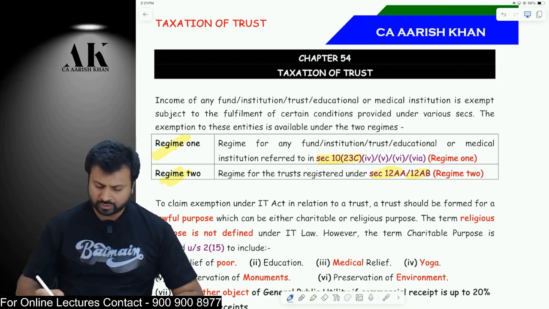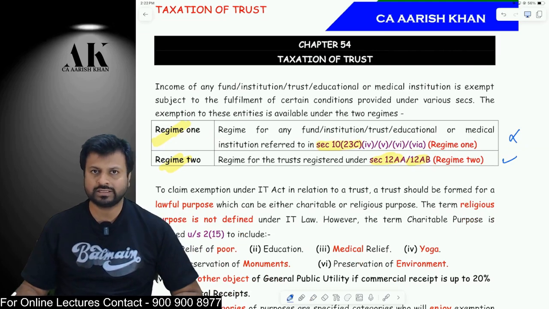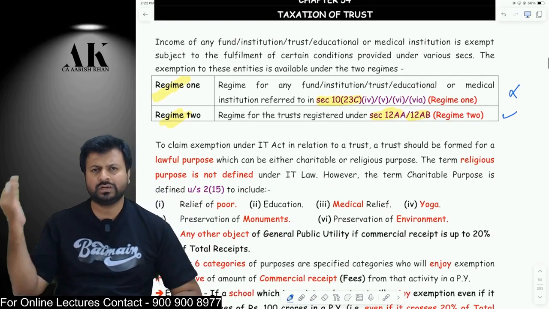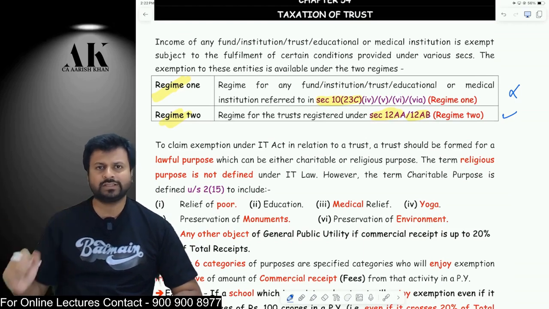But what is more important for the exam is regime 2, not regime 1. Regime 2 is more important for the exams and not regime 1. Regime 1 also we are going to learn at the end of the chapter, but more focus will be on regime 2 only. Now, what is regime 2? Regime 2 is for charitable and religious trusts.